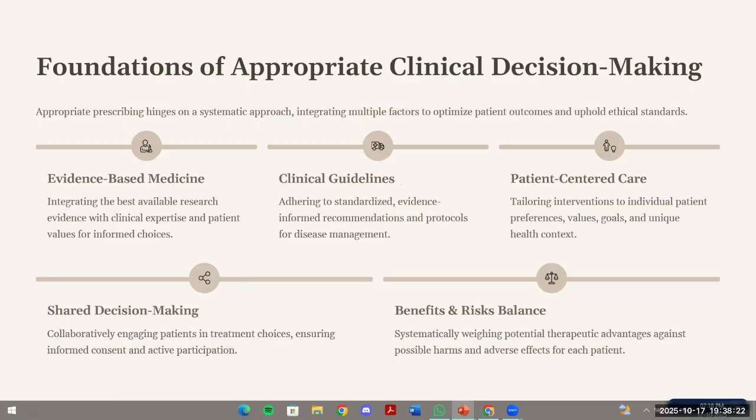So thereby the risks will be balanced against the benefits of the treatment. This is the systematic weighing of potential therapeutic advantages against possible harms and adverse effects for each patient. Patients will be appropriately encouraged to report the side effects and adverse events that are affecting them to the doctor. They will have confidence in the doctor, which will develop the rapport between doctor and patient, and then compliance will improve. This gives appropriate clinical care to the patient.